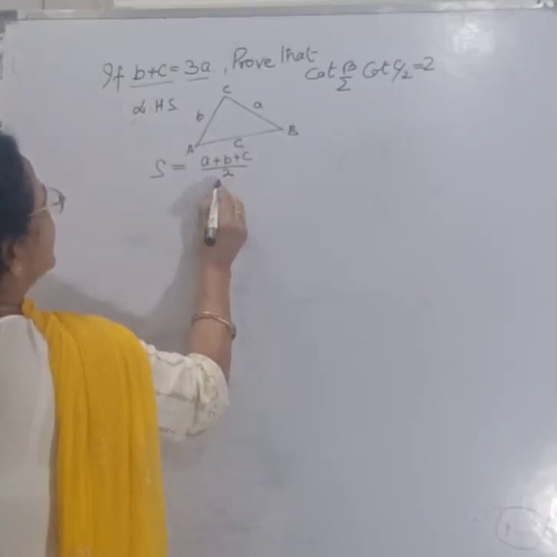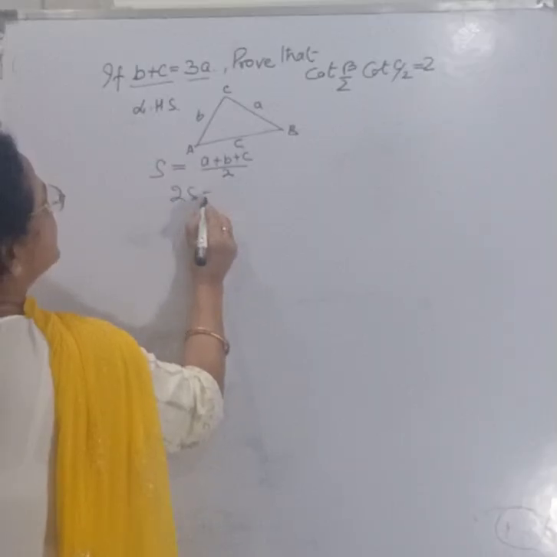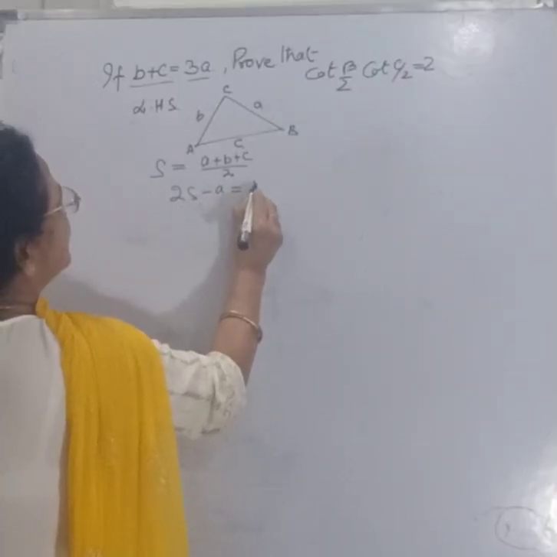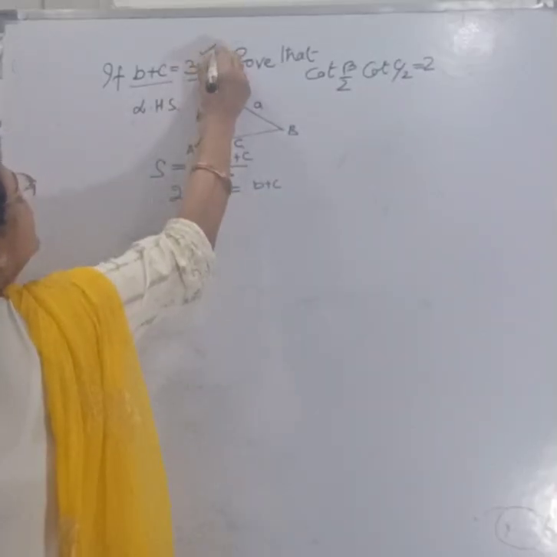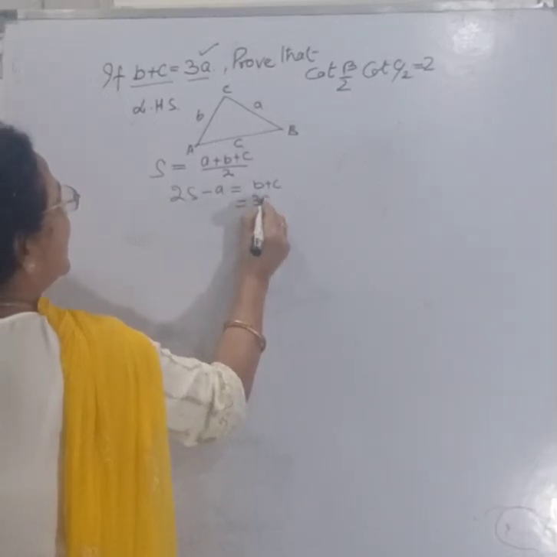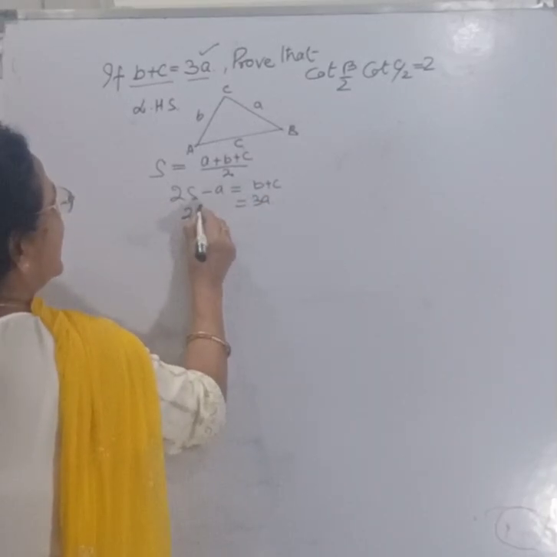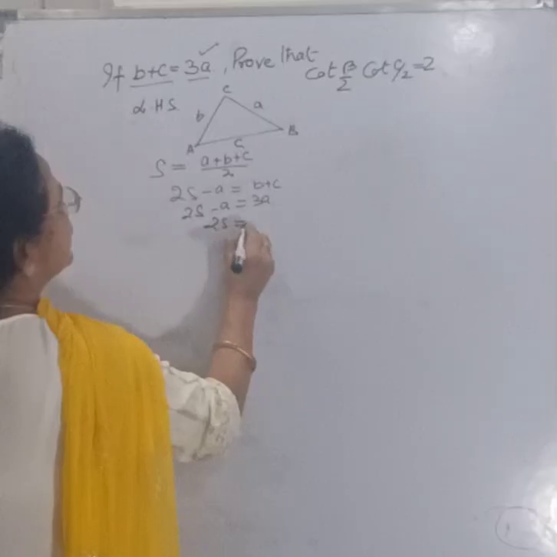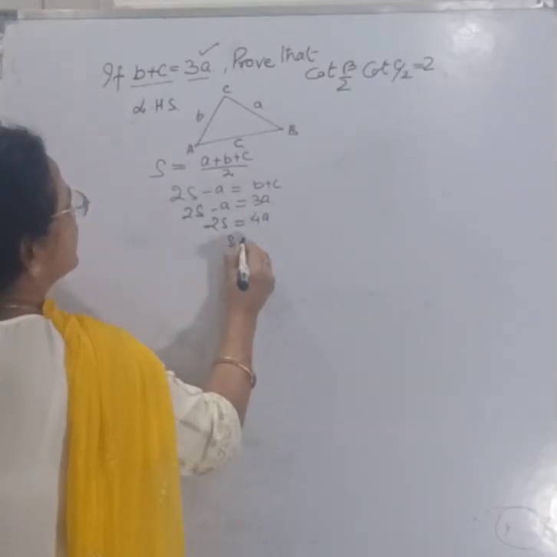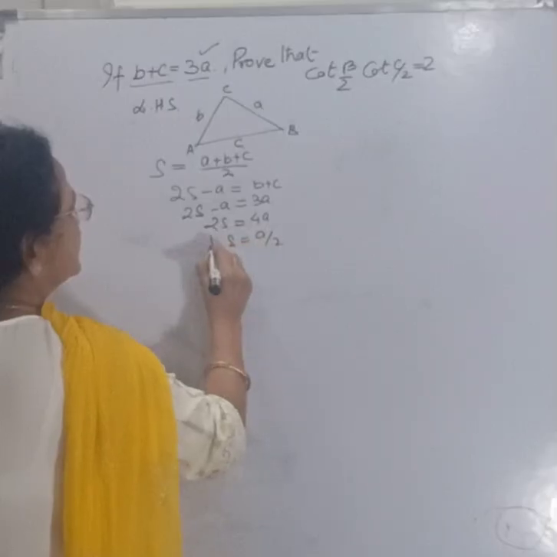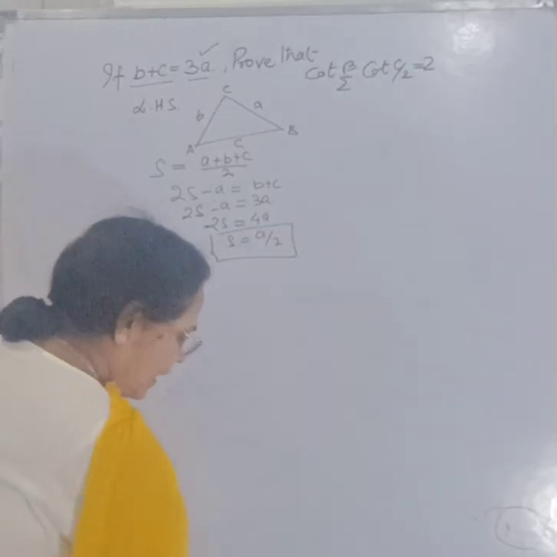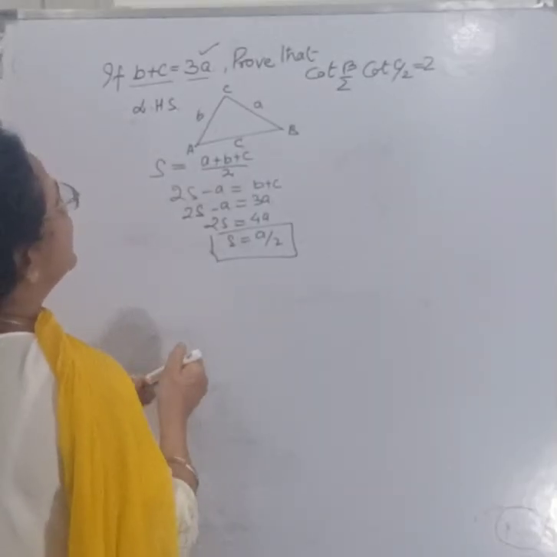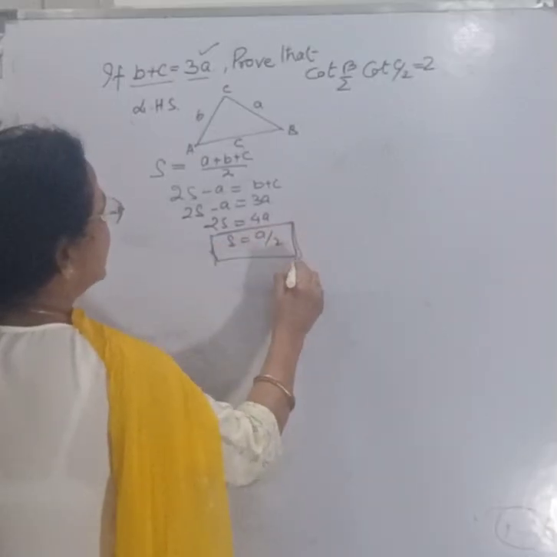From here, 2 times S minus A is equal to B plus C. It means B plus C, which we are given equal to 3 times A, or we can say 2 times S minus A is equal to 3 times A. It means 2 times S is equal to 4 times A, so S is equal to 2 times A. This is to be noted; we will have to use it, remember it. This should be very much in our memory.